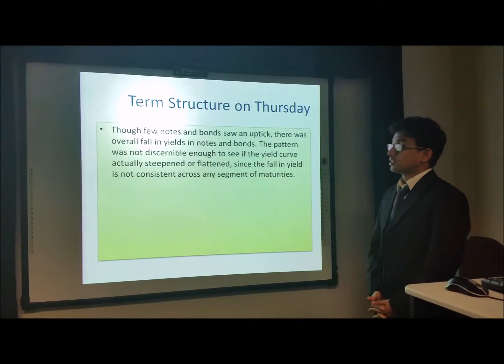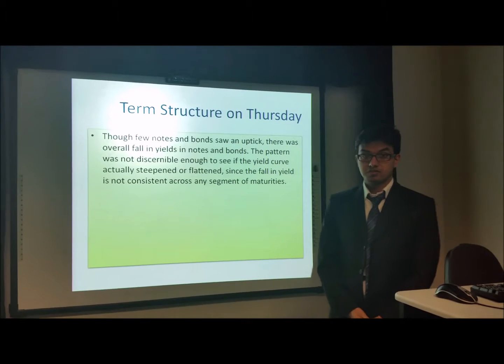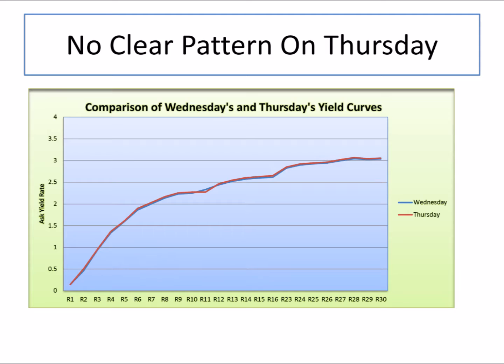On Thursday, there was no consistent pattern for the term structure. Some notes and bonds saw an uptick in the rates, some saw a fall in rates, especially the 10-year notes, which saw a larger fall. Thus, there was neither flattening nor steepening of the term structure.